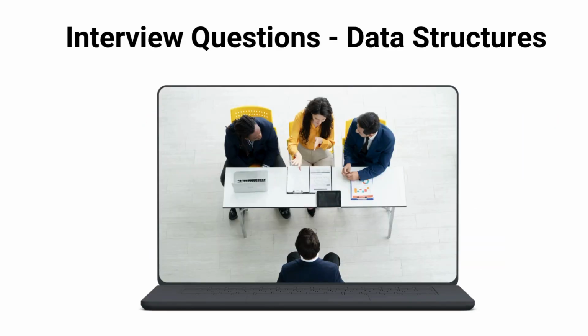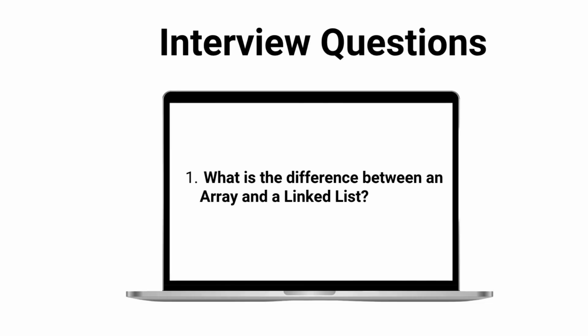Let's see the most commonly asked interview questions in data structures. What is the difference between an array and a linked list? This is question number 1. You can answer like, an array has a fixed size and allows random access, whereas a linked list has a dynamic size and allows efficient insertions and deletions. In an e-commerce system, an array can store product categories, while a linked list can manage dynamic items in a shopping cart.